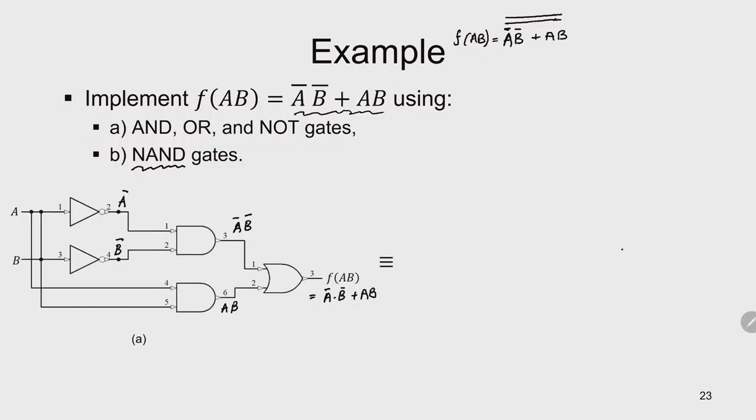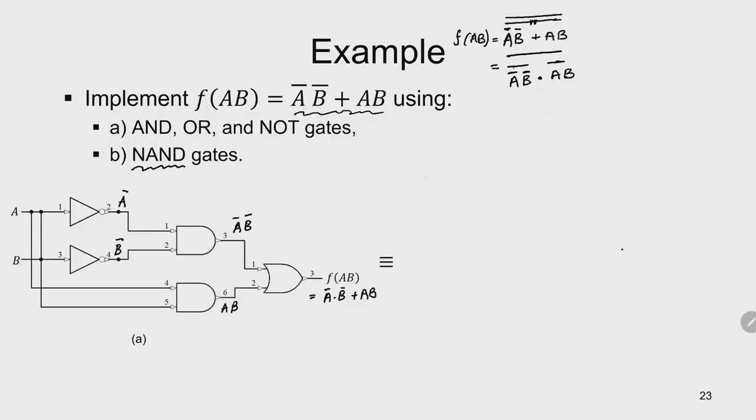Remember, as we said, we break the bar and we change the operator. So this is equal to, the top bar is still there, we maintain the top bar, and break the second bar. Now we have a NAND operation, and now we can build this circuit using NAND gates.